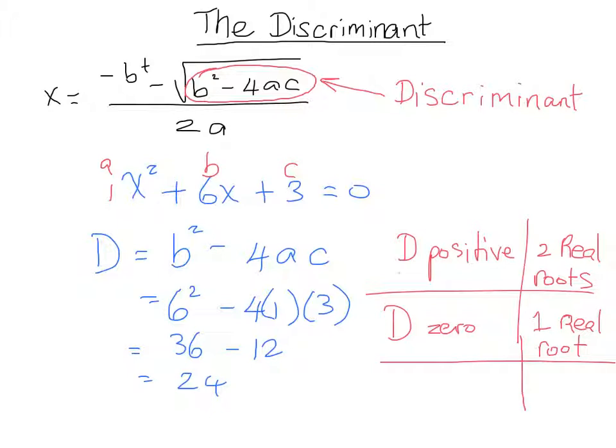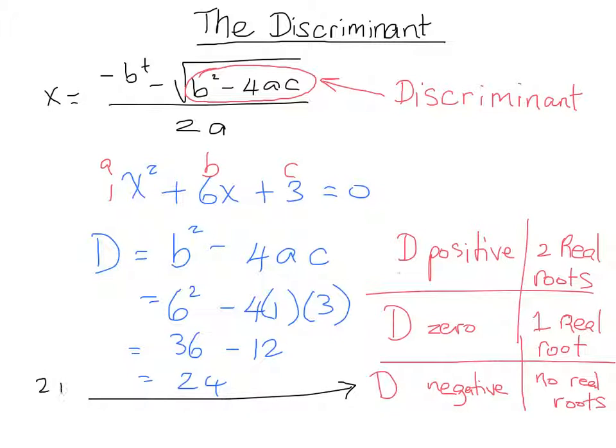So depending on if you've already studied imaginary numbers, if you haven't, then what you would say, if d is negative, is that there are no real roots. But if you have already studied imaginary numbers, then you would say that there are two imaginary roots. So there are two answers, but they are imaginary. All right, so that's it for the discriminant.